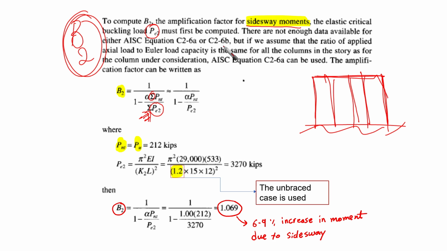But if we assume the ratio of the applied axial load to Euler load capacity is the same for all columns in the story as for the column under consideration, so we are going to consider simply that all other columns are going to be similar to it. That's it. It's a very simple, straightforward assumption, but it is not accurate, of course. If we have more information about other columns, then we need to use them. This would make our life easier when we calculate B2.